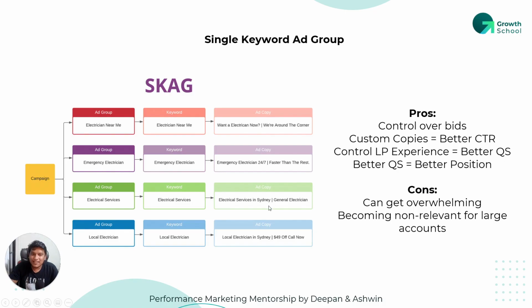What are the cons? It can get really overwhelming if you're running a large number of Google ad campaigns. It is slowly becoming non-relevant for large accounts. Like I said, it's an old school tactic. Still works if you're a small and medium kind of account where your spends are roughly about 10-15 lakhs a month, or lesser than 10-15 lakhs. You can definitely go for SKAG.